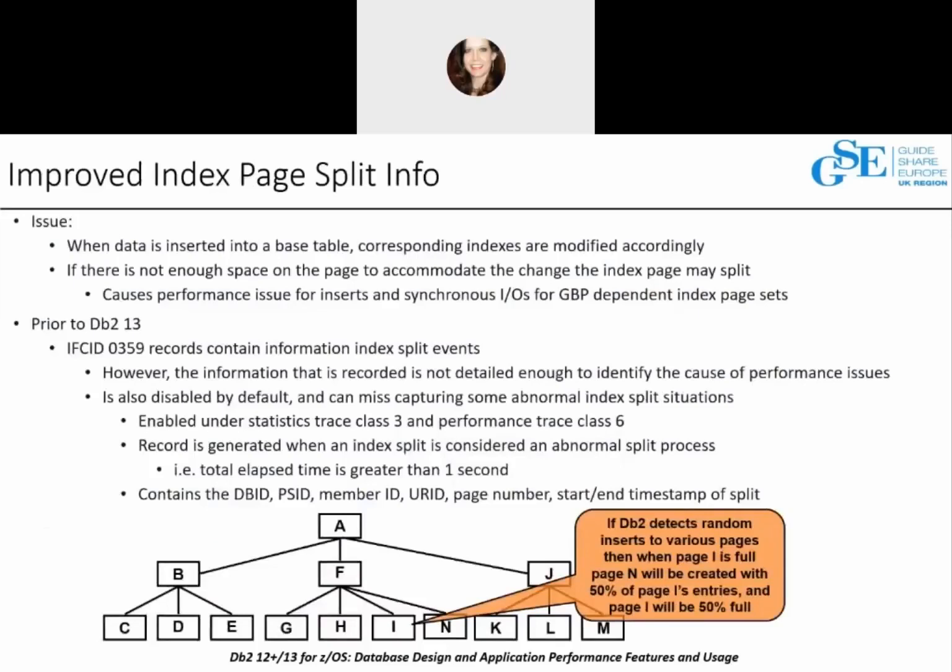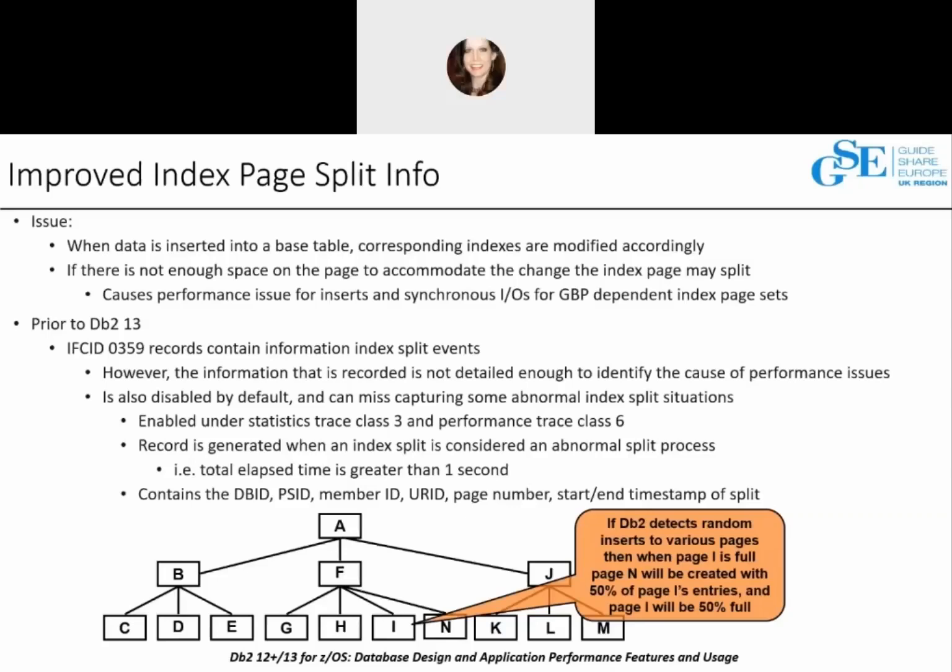Improved index page split information. Index page splits are hard to deal with. If you get an index page split, it means you were trying to do an insert, or an update that resulted in a length change, and your index page didn't have room for it, so you split your page. That can start to become a problem, especially when Db2 is doing maybe a 50-50 split and doesn't have a page to split into. Then it starts going into exhaustive searches, which leads to performance problems.